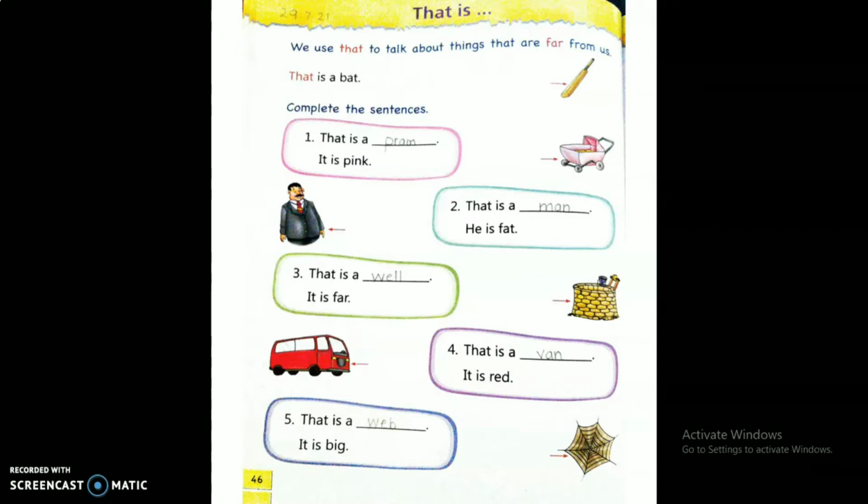Now again we will complete this exercise. You have to only write the name of the object. The objects which are far away from you, you will use that. That is a pram. It is pink. That is a man. He is fat. That is a well. It is far. That is a van. It is red. That is a whip. It is big. So try to search for some object which is nearby you and frame a sentence.